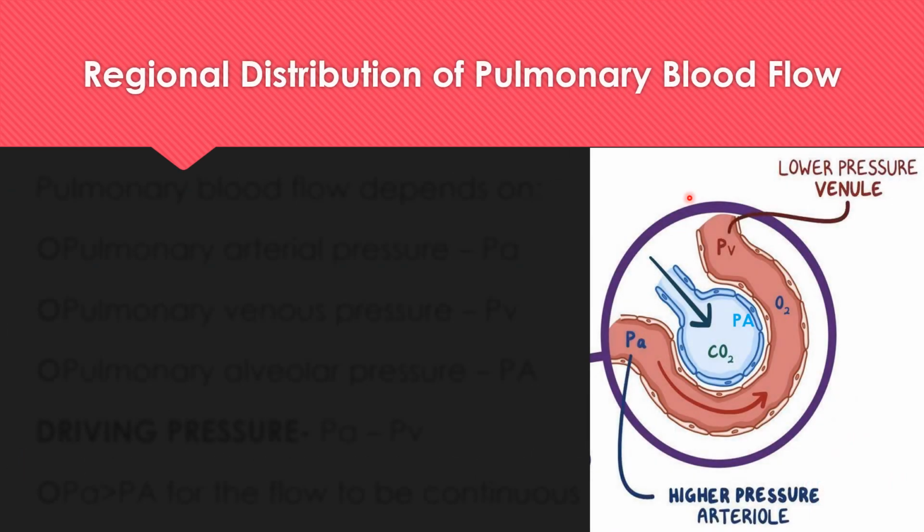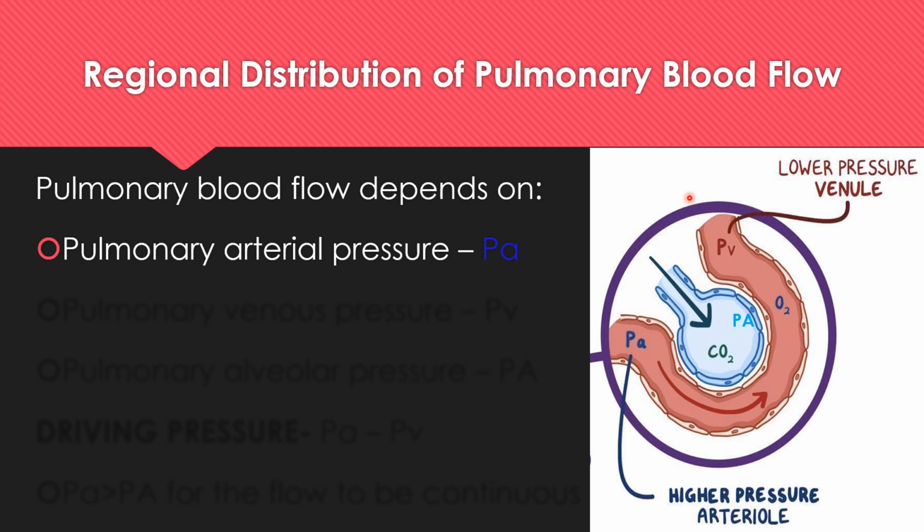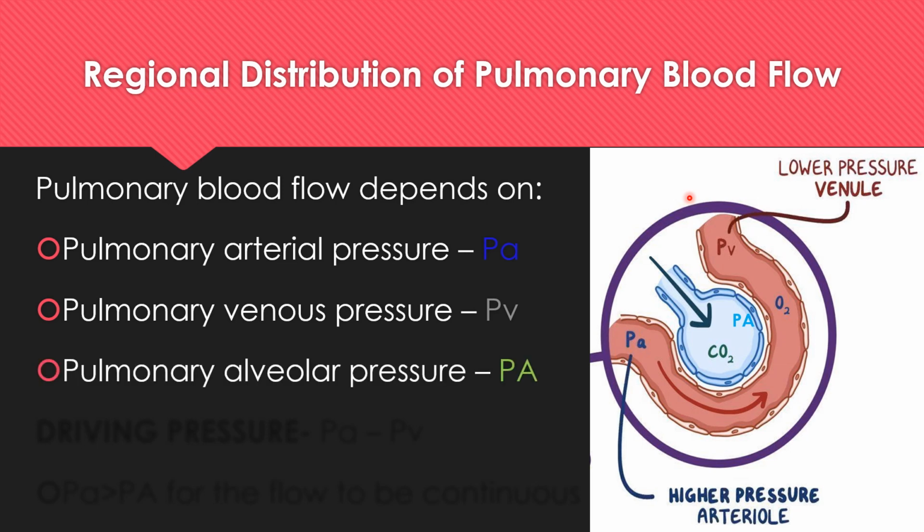Regional distribution of pulmonary blood flow. The blood flow through the lungs mainly depends upon the relationship between the pulmonary arterial pressure, pulmonary venous pressure, and alveolar pressure. The difference between the pulmonary arterial pressure and the venous pressure gives us the driving pressure, the driving force.